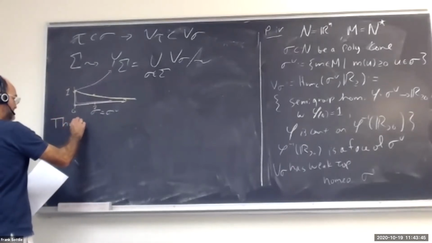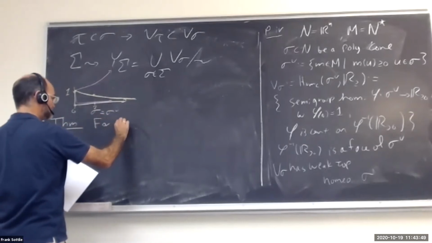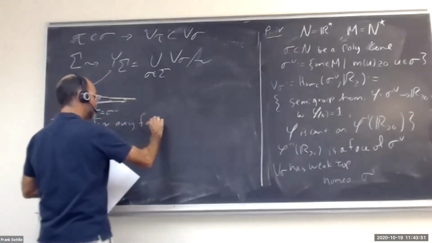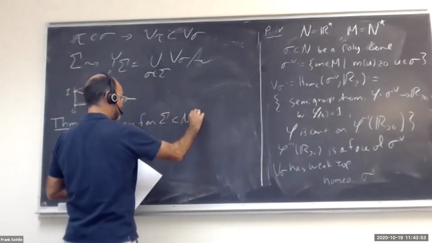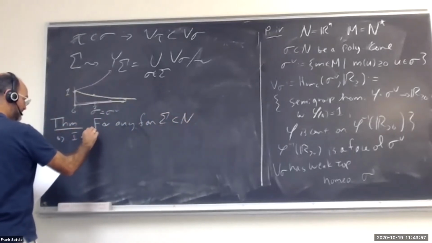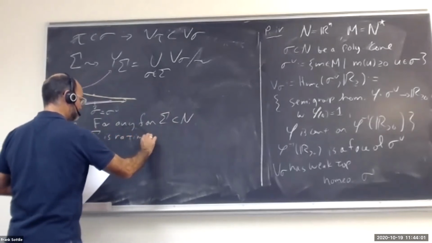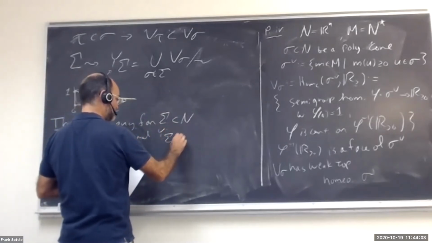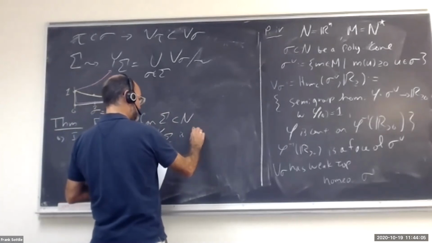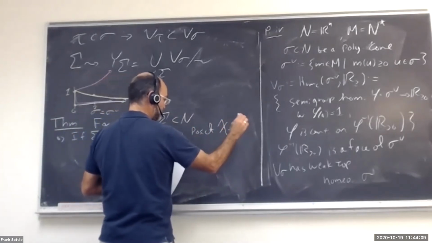So let me just state some properties of these. For any fan in N, the first thing is if sigma is rational, then this construction is the positive part of the corresponding complex toric variety.